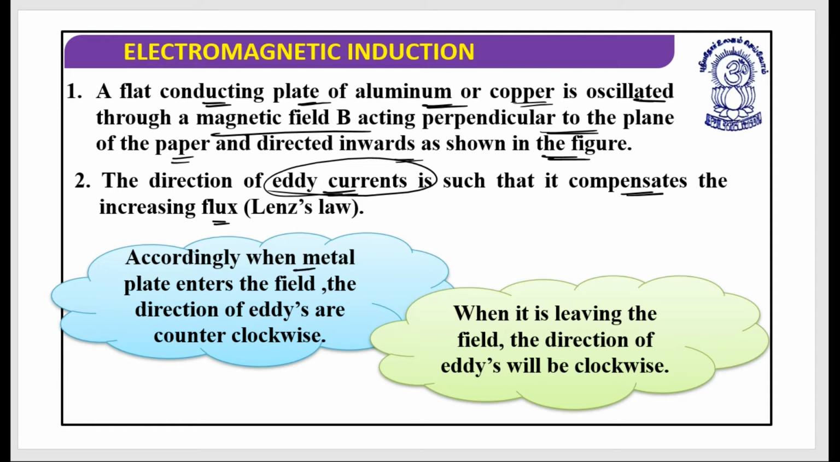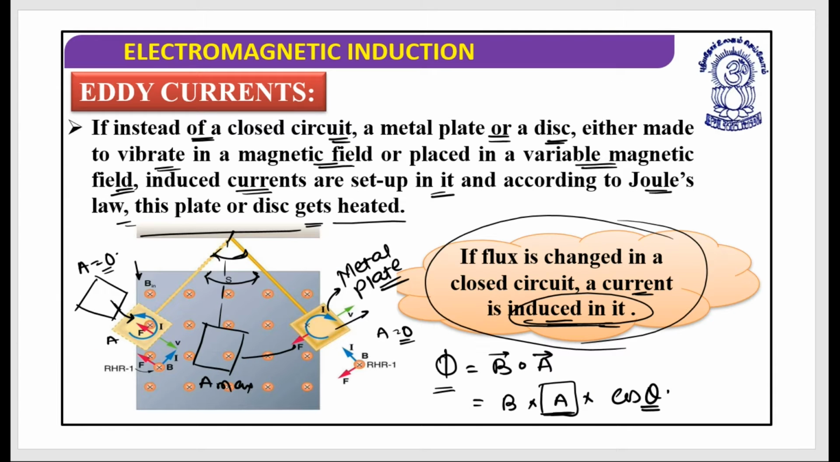Now accordingly, when the metal plate enters the field, the direction of the eddy currents is counterclockwise, it's anticlockwise. Because when it is going to enter the field, the magnetic flux is increasing. In this situation, flux is increasing. And if flux is increasing, what you need to do is you need to create a magnetic field.